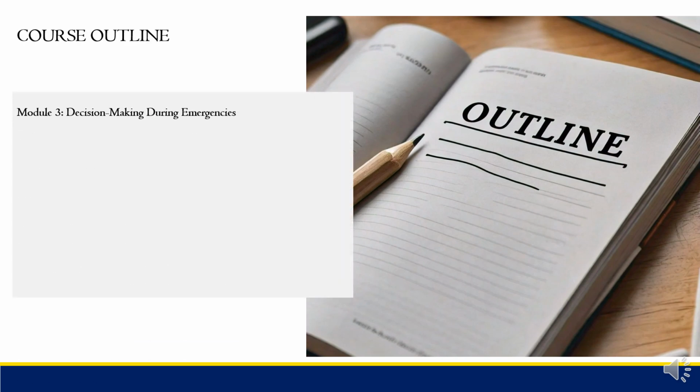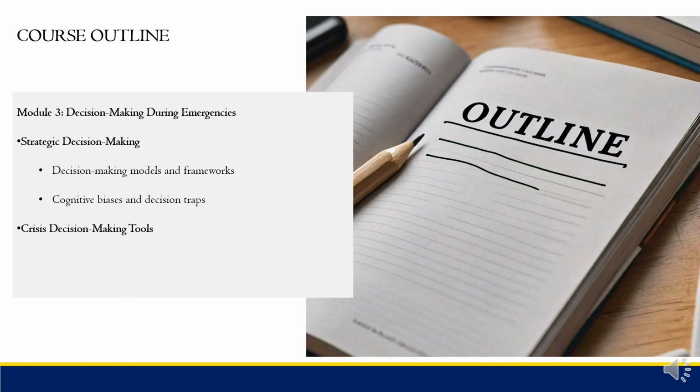Module 3. Decision-making during crisis. This includes strategic decision-making, that is, decision-making models and frameworks, cognitive biases, and decision traps. And crisis decision-making tools includes decision support systems and real-time data analysis and interpretation.